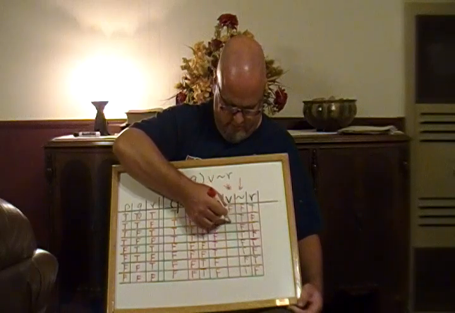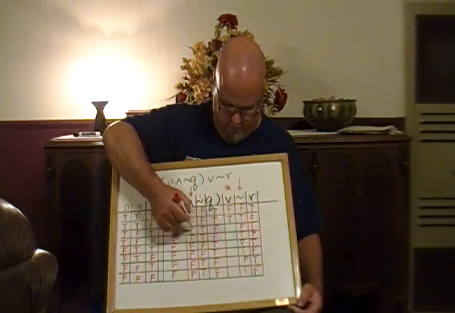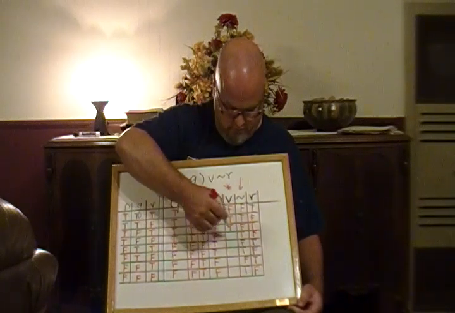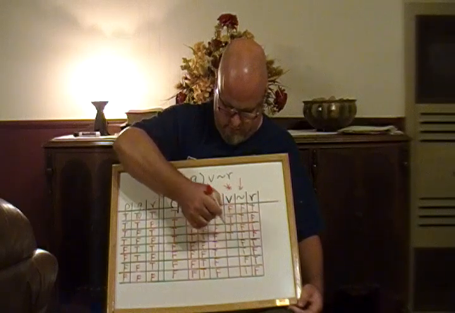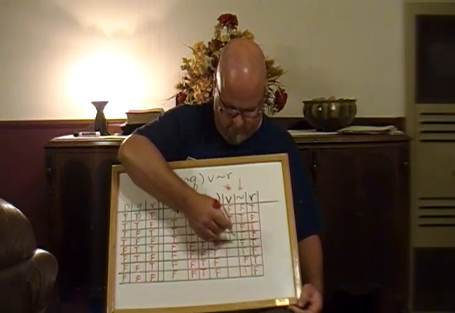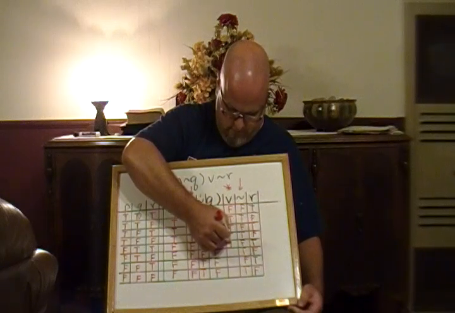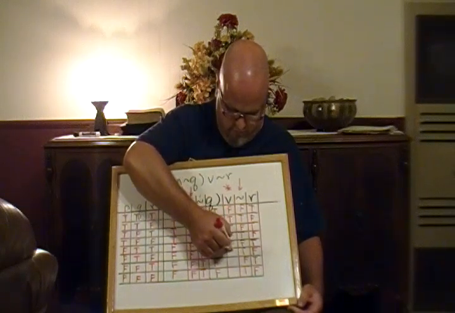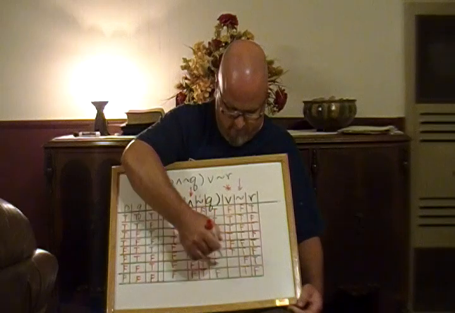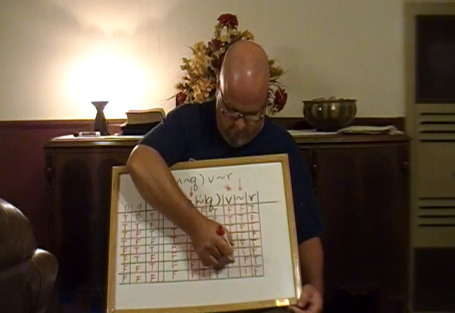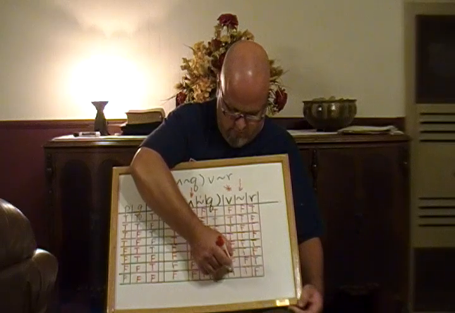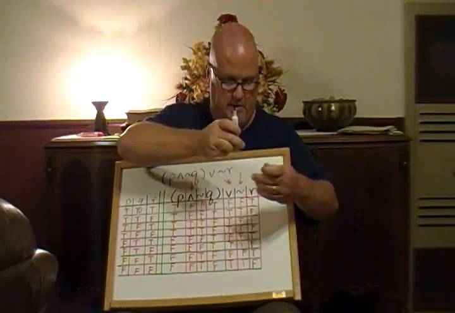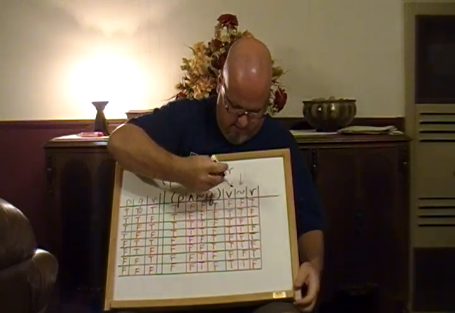False or true, true, true or false, true, true or true, true, false or false is false, false or true, true, false or false, false, and false or true, true. So, in this example, our answer is this entire column.